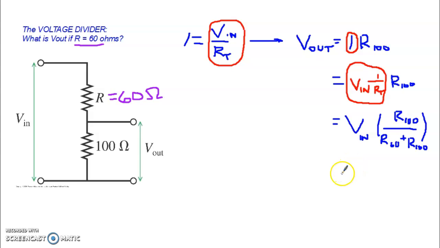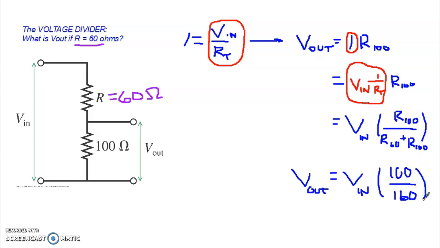And now our final answer is that the output voltage, V out, is equal to the input voltage times a ratio of resistances. So what I've got is the 100 over 160. So in this case, I have 10/16 of my original input voltage. If that had been, say, 10 volts, I would have 10 volts times 10/16. Now, you can reduce the 10/16, and that would be 5/8. 5/8, as we all know, is 0.625. So you get about 62.5% of your input voltage when you do this.